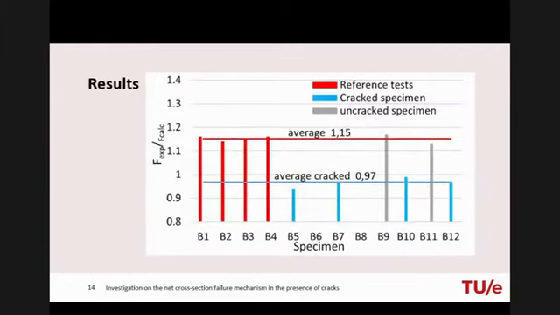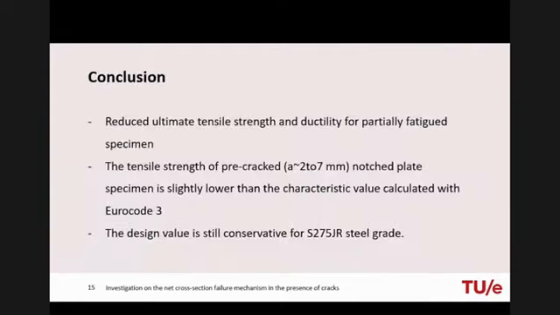Summarizing the test results, we see that the average tensile strength of the notched plates is 15% higher than compared to Eurocode 3. That also counts for specimens that were tested after cyclic loading, but tested too early. Cyclic loaded specimens have a slightly lower tensile strength, with 97% of the calculated strength of Eurocode 3.